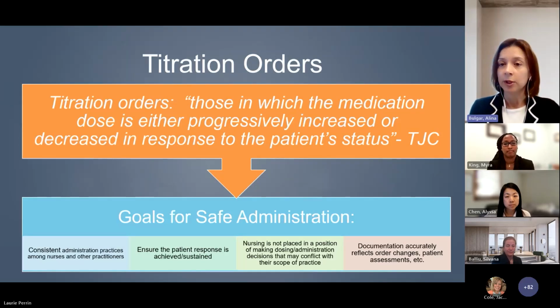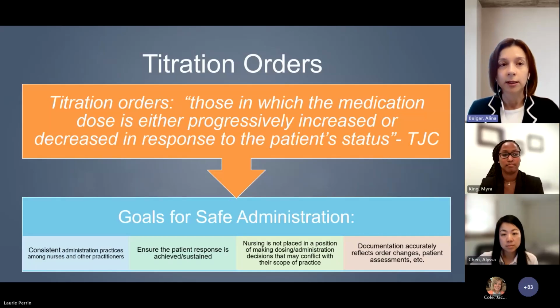So what are titration orders? Joint Commission defines titration orders as those in which the medication dose is either progressively increased or decreased in response to the patient's status. The most important aspect for any medication order, but in particular for titration order, is safe administration.